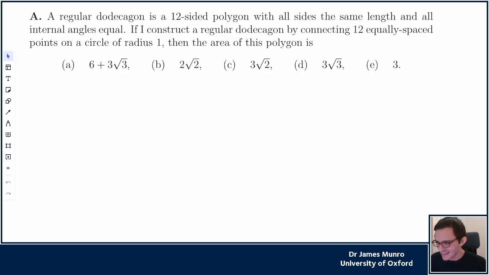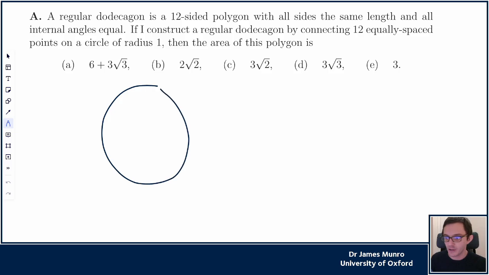All of the questions. Let's jump straight in with Maths 2021 question 1a. A regular dodecagon is a 12-sided polygon, we're told. All the sides are the same length and all the internal angles are equal. Now we're asked to think about a regular dodecagon that's been constructed by putting 12 equally spaced points on a circle of radius 1. I've seen one of these before.